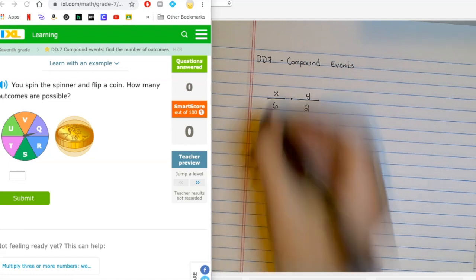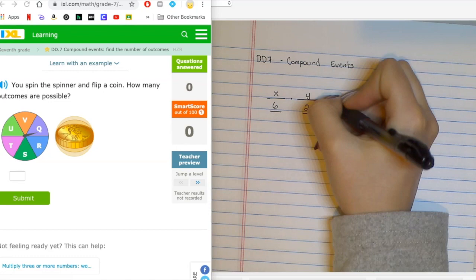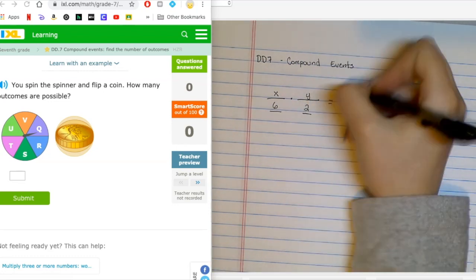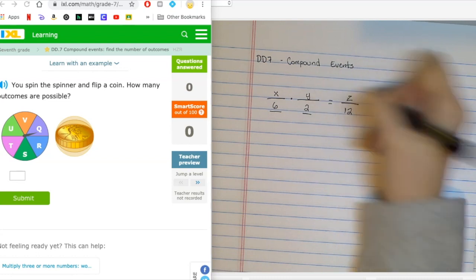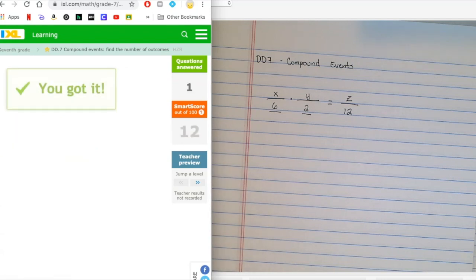So if there are 6 letter outcomes and 2 coin outcomes, that means I'm just going to multiply these, and there will be 12 outcomes total. I don't know exactly what I'm looking for up top, so I'll just call it Z, but there will be 12 outcomes total just by multiplying the total outcomes of both cases.